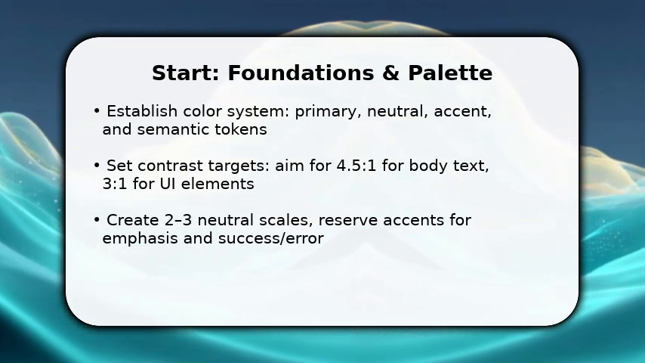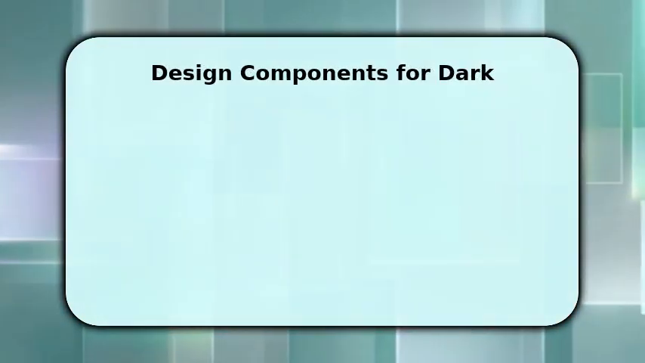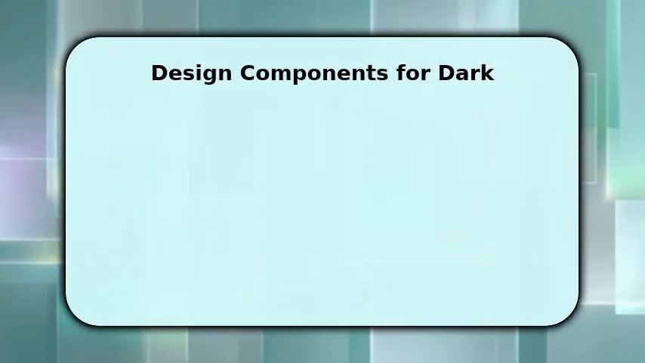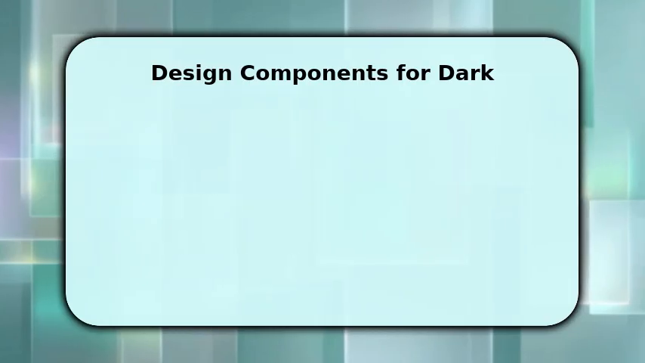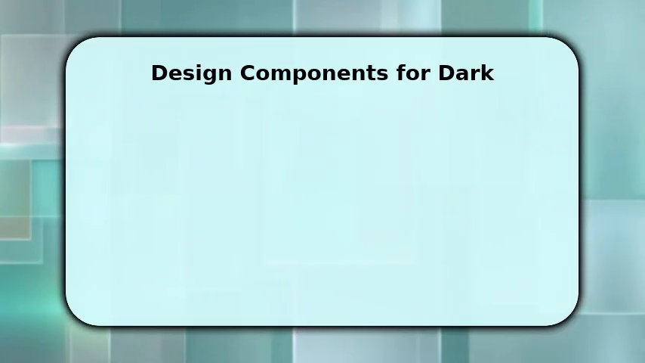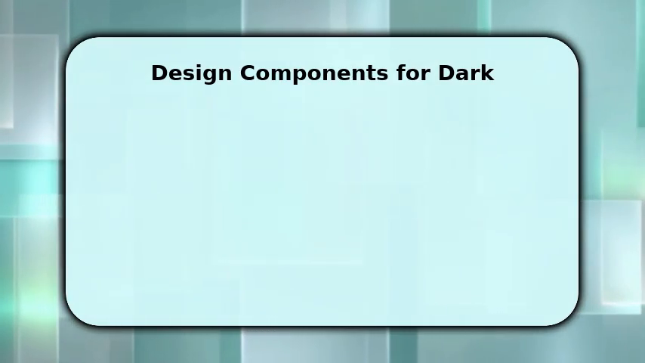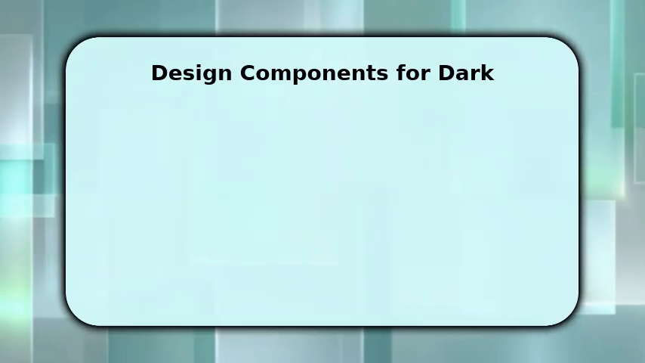You now convert design system tokens into concrete components. Start with surfaces. Use layered tones and slight lightness differences rather than pure black backgrounds, and preserve hierarchy with subtle elevation. Once components exist, rework shadows into soft glows or rim highlights because dark themes invert shadow perception.